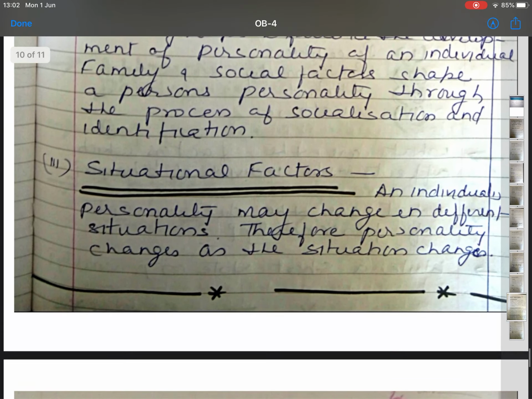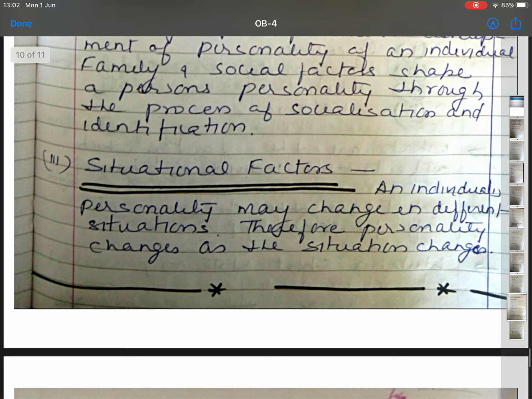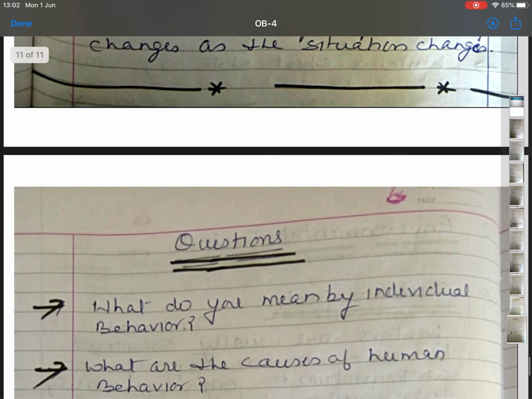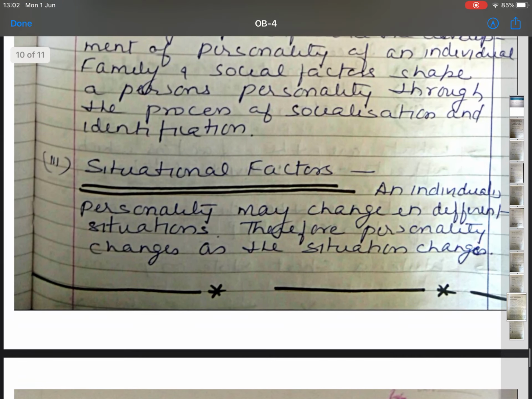Then come situational factors. An individual's personality may change in different situations. Therefore, personality changes as the situation changes. It has been seen that the same person behaves in a different way in different situations. And there are some other factors also, like character, motive, temperament and interest, which affect the personality of a human being.